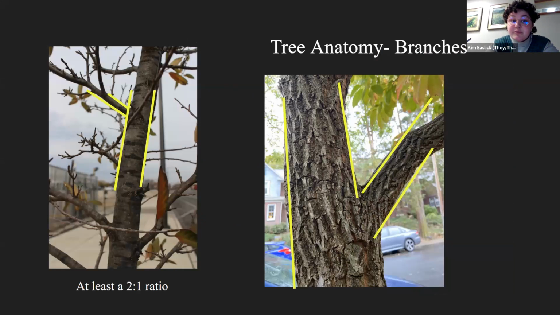Also, for a strong branch union, you must consider a 2-to-1 ratio of the stem to the branch, basically meaning the branch should be about half the size of the trunk. And you can see within these images, I've highlighted the ratio that you're looking for.